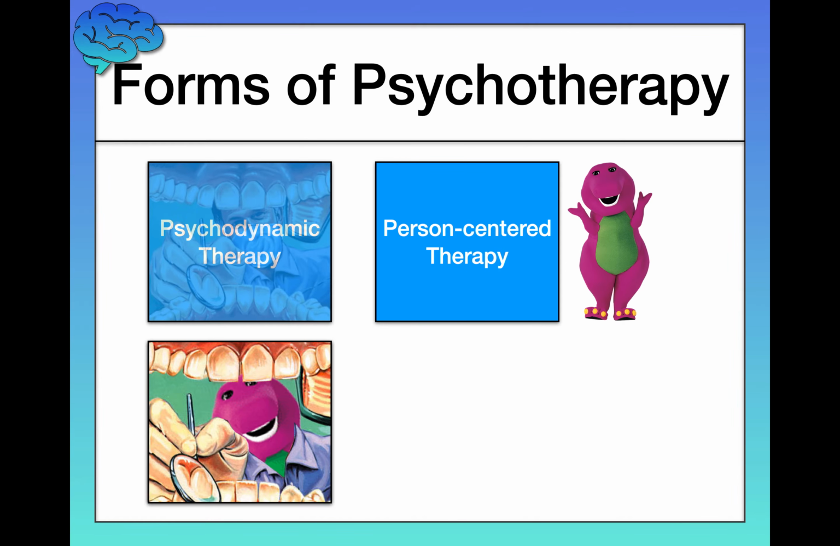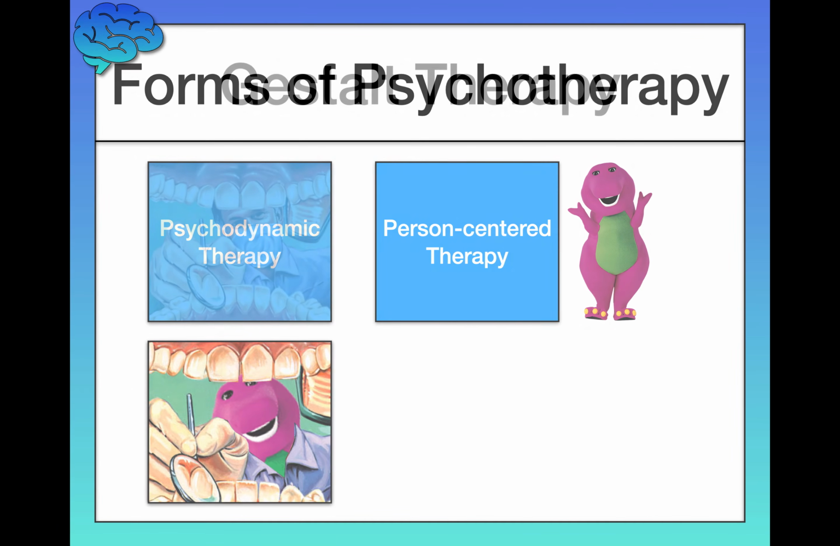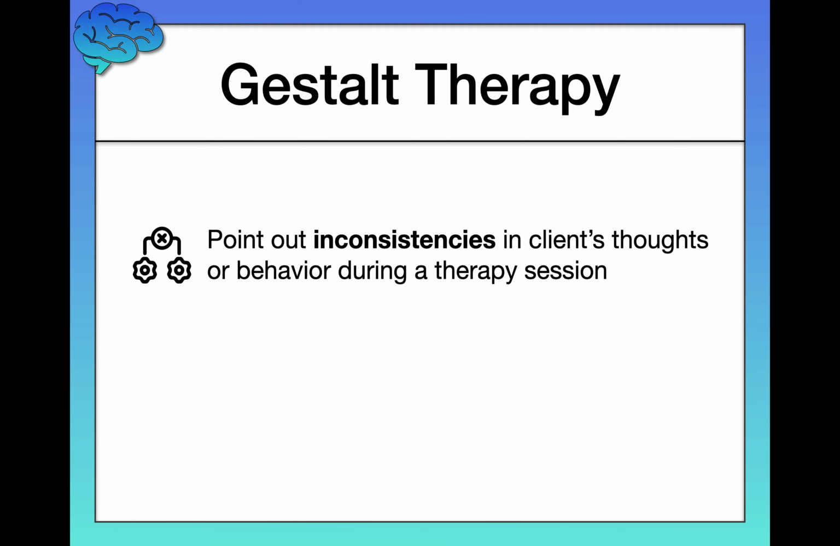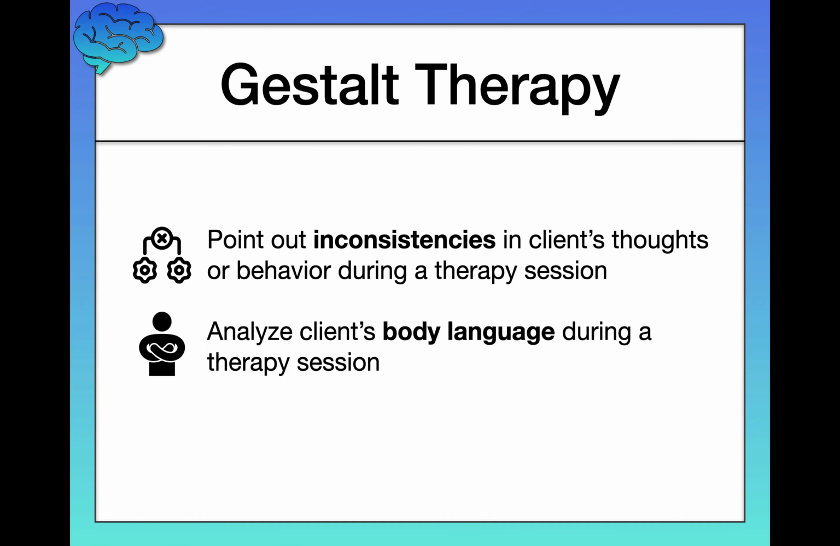Gestalt therapy is humanistic and client-centered in that its overarching goal is to help the client become a whole person. You'll see what I mean by this when I tell you a few of the techniques a Gestalt therapist uses. So first we have pointing out inconsistencies in the client's thoughts or behavior during a therapy session. And going along with this, pointing out body language and trying to interpret what the body language means, and is there inconsistency there as well.